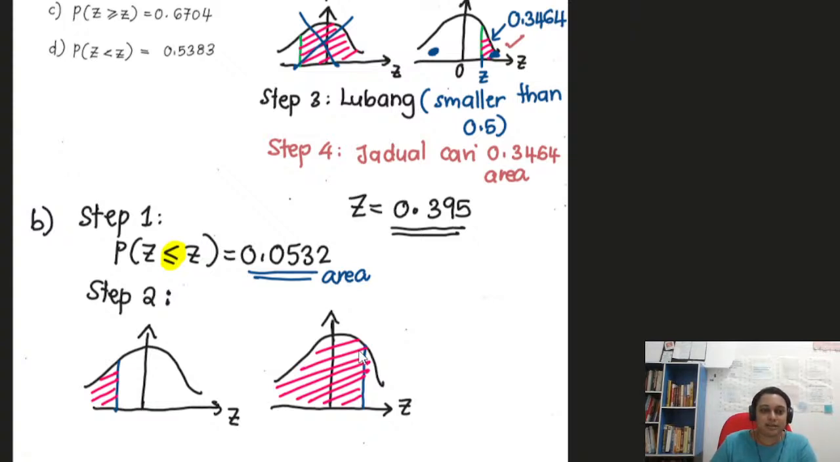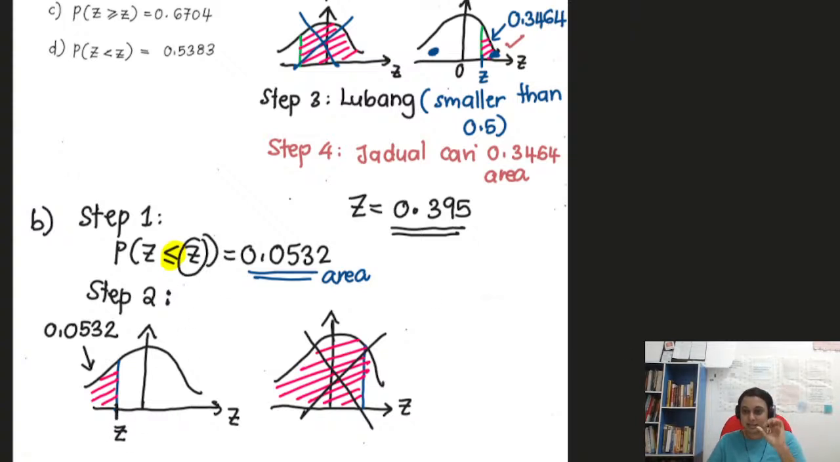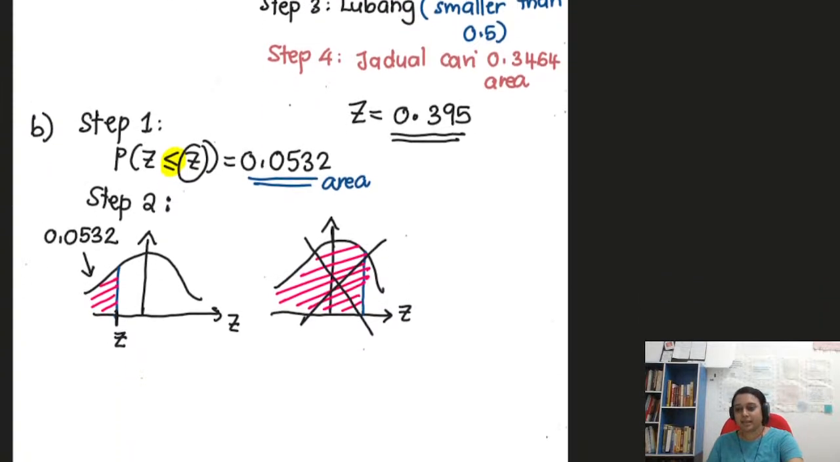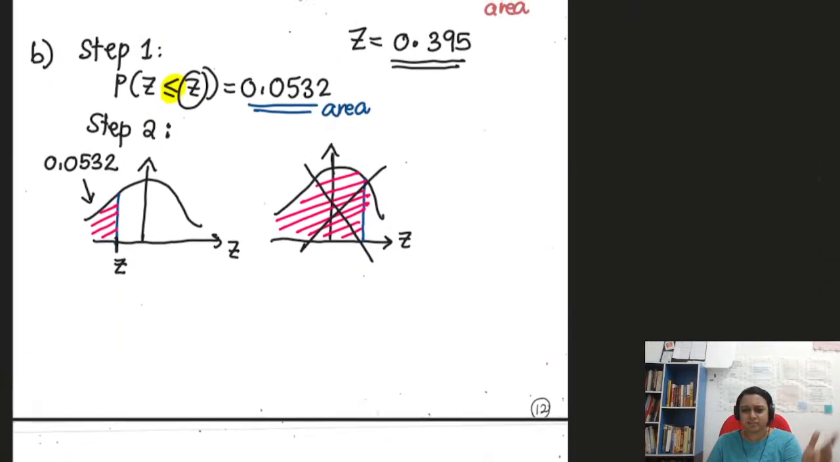So, cannot be the second one lah, because the second one is already bigger than 0.5. So, it's this 0.0532. Okay, if that is the one, here you write Z. Follow this. Ikut yang kat sana. Kalau sana tulis K, you write K. If there is H, you write H. Follow that neighbor there.